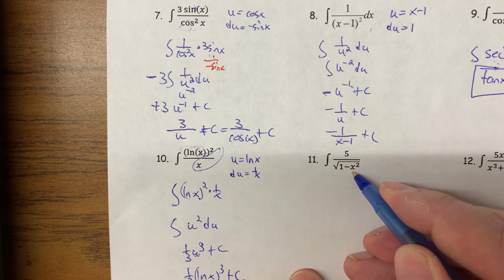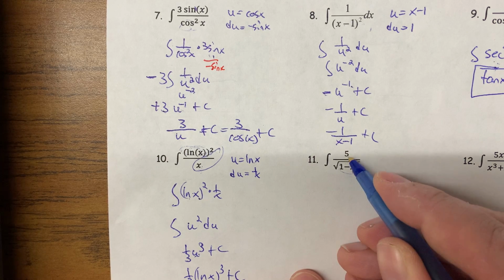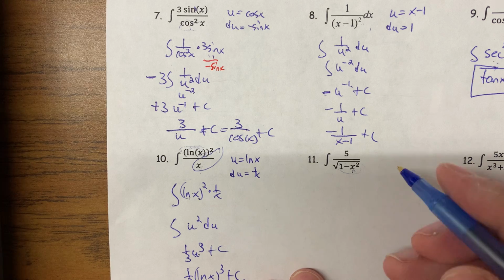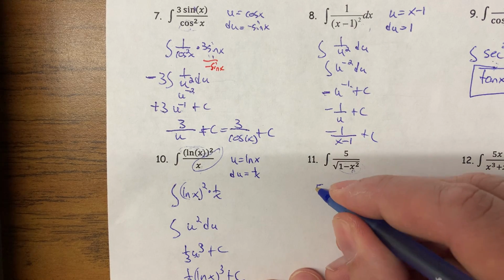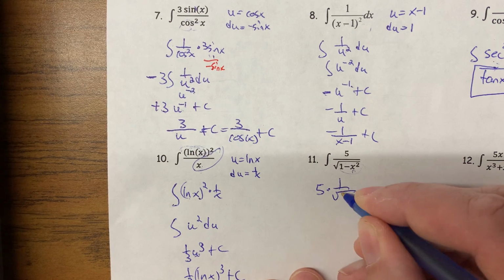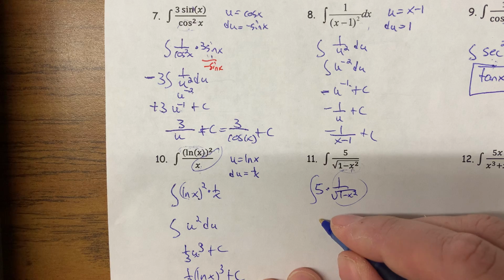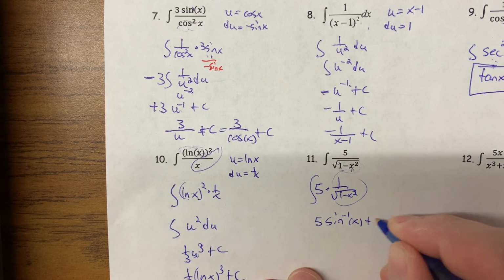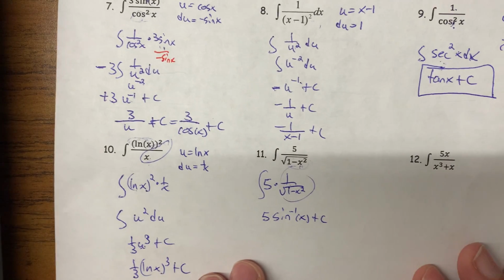Okay, guys. The first thing I would look for is, is this the inside function? The derivative of this would be negative 2x, but there's no negative 2x on top, so it's not u substitution. This is one of our arc trig functions. This is 5 times 1 over square root of 1 minus x squared, and this we're supposed to recognize as sine inverse. And that's it. You just have to know this derivative.